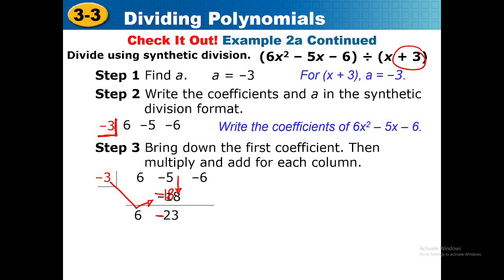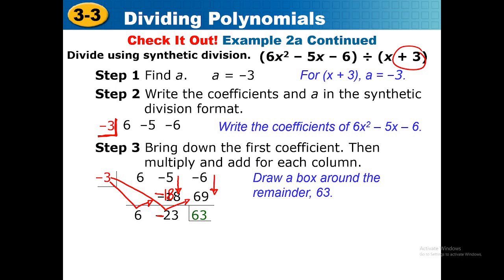Next to this one, what will be the next step? Multiply again. How much do we get when you multiply negative 3 and negative 23? Positive 69. And what is negative 6 plus 69? 63, sir. The remainder is 63.